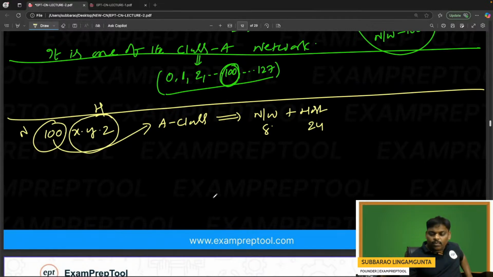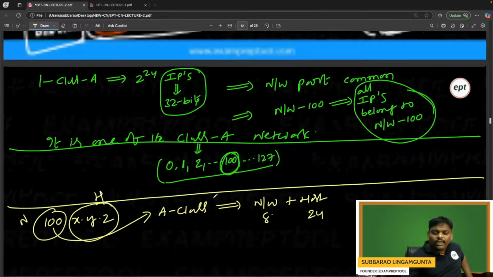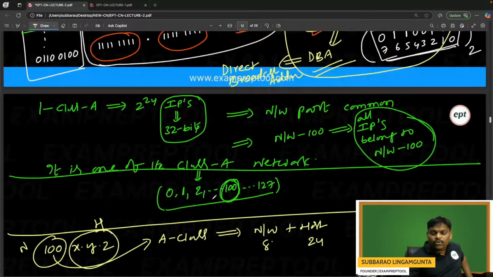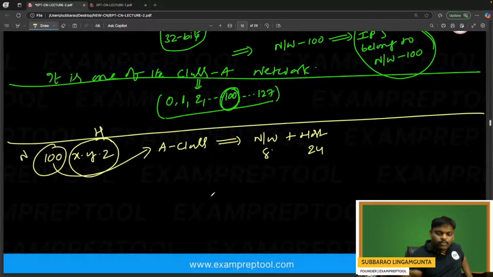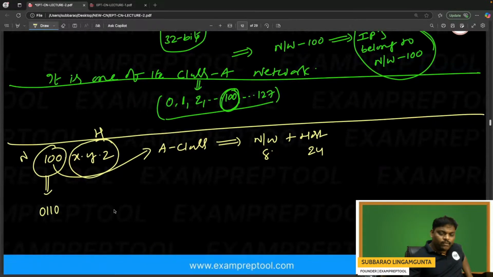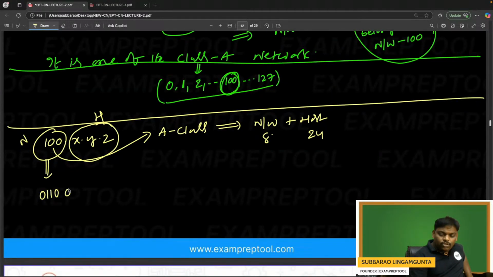I think everyone knows, we have written it already. See this one: 0110 0100. The network part is this. The network part is fixed. Everyone observe.